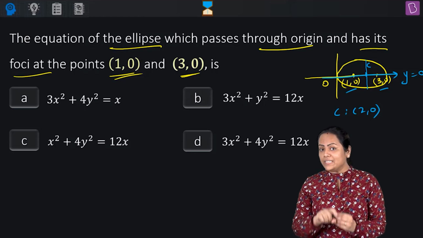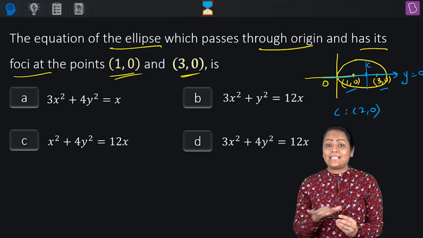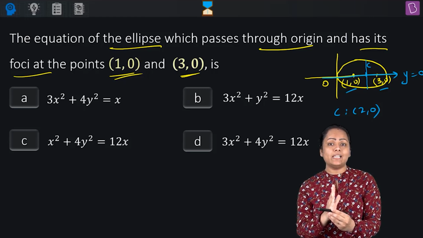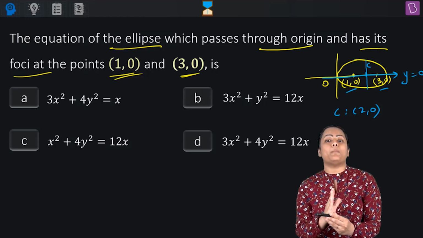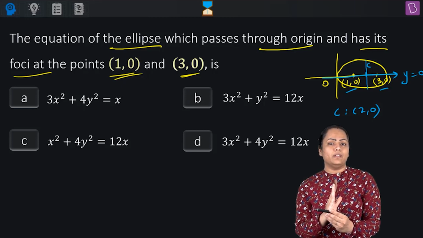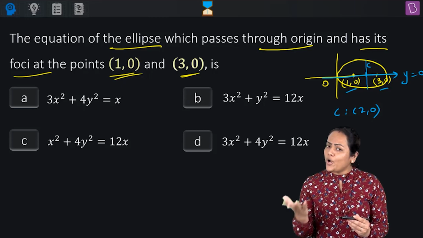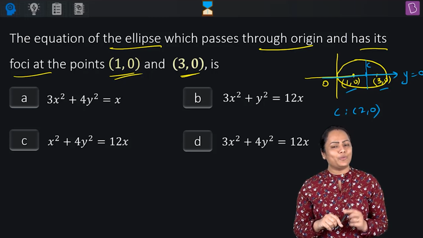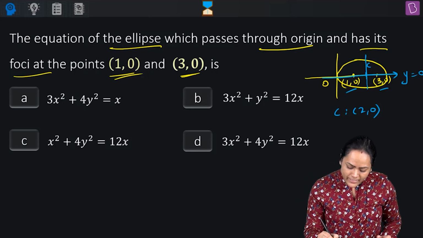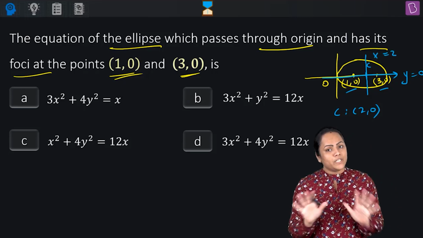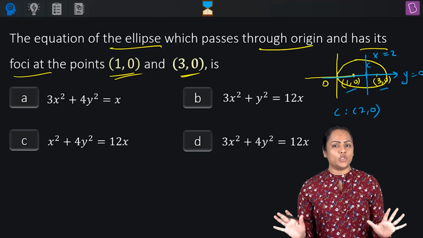So if I have a line which is perpendicular to the x-axis, so this is my x-axis, and a line perpendicular to it is passing through the point (2, 0). What is the equation of this line? Well, the equation of this line is x is equal to 2, or you can say x minus 2 is equal to 0, isn't it? So I have my minor axis with me having the equation x is equal to 2. Clear? Have you understood this much information, guys?